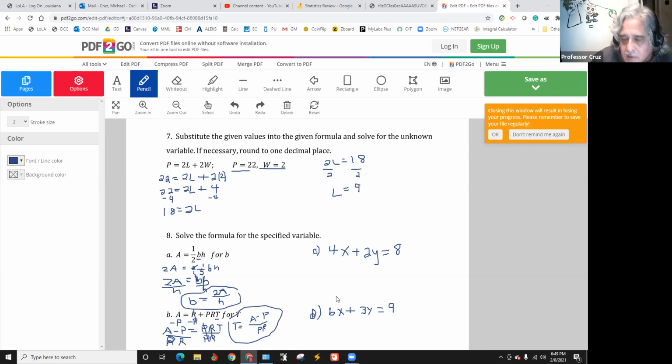Now, what I want y'all to do is try to work on these and see if you can solve for Y. This is for both of these for Y.